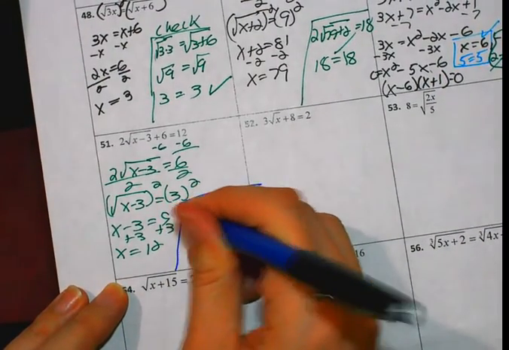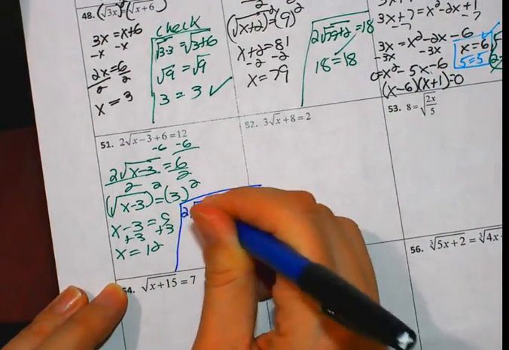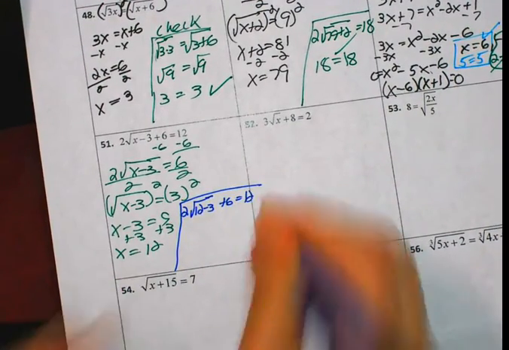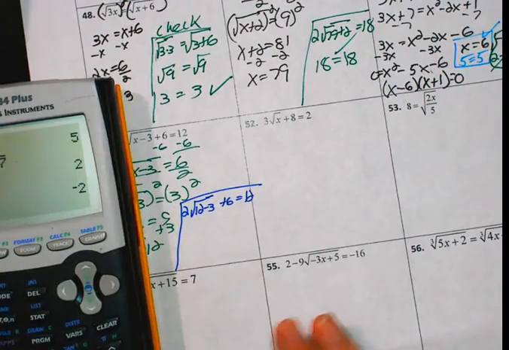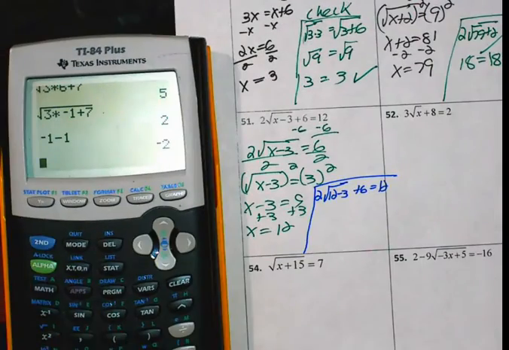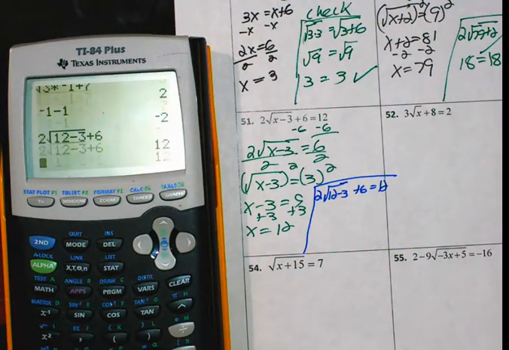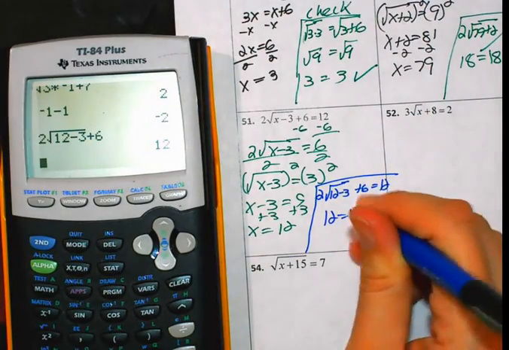So 2 times the square root of 12 minus 3, plus 6 equals 12. Plug that right into my calculator. 2 square root of 12 minus 3, arrow out, plus 6 gives me 12. 12 equals 12. Check.